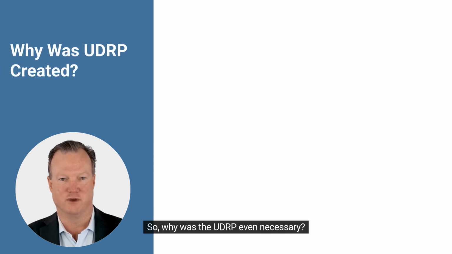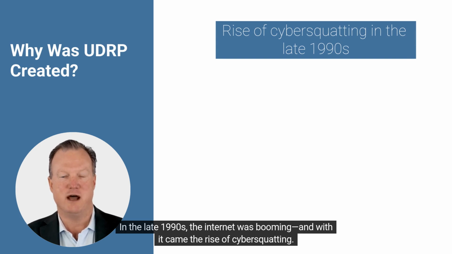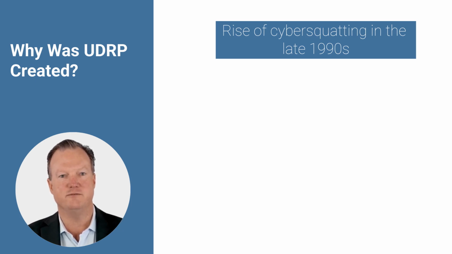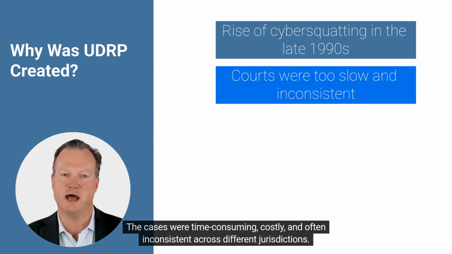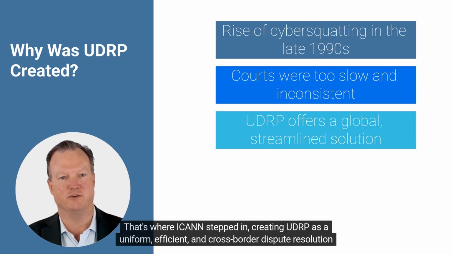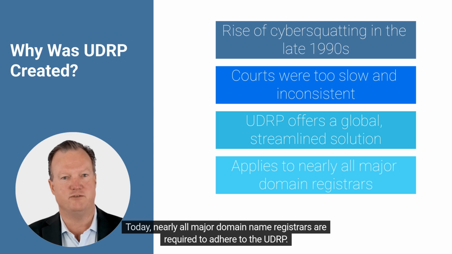So, why was the UDRP even necessary? In the late 1990s, the Internet was booming, and with it came the rise of cybersquatting. That's when individuals register domain names containing trademarks they don't own, often just to sell them back at inflated prices. Courts couldn't keep up. The cases were time-consuming, costly, and often inconsistent across different jurisdictions. That's where ICANN stepped in, creating UDRP as a uniform, efficient, and cross-border dispute resolution mechanism. Today, nearly all major domain name registrars are required to adhere to the UDRP.